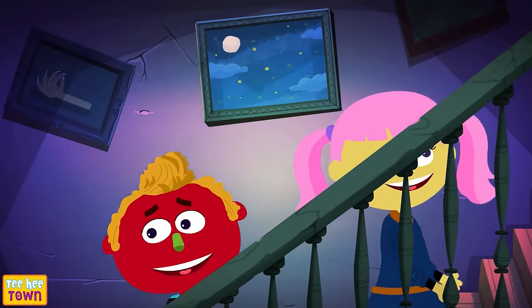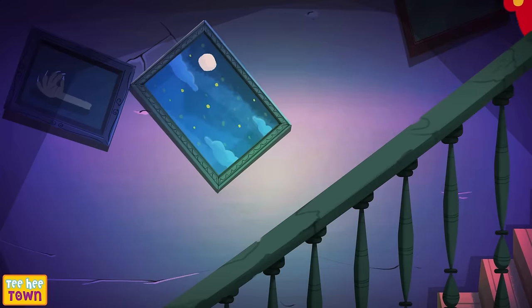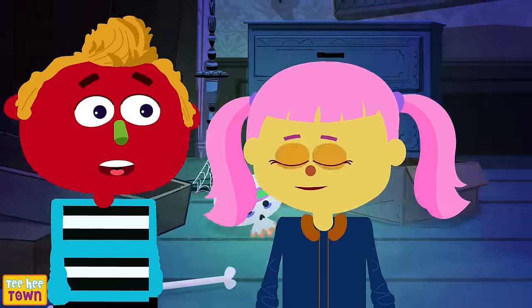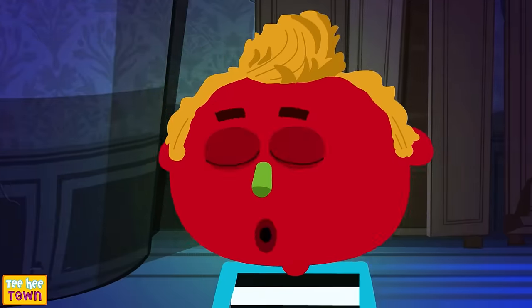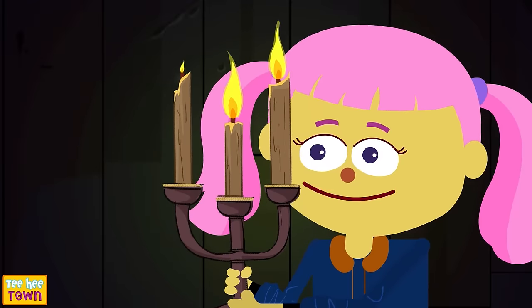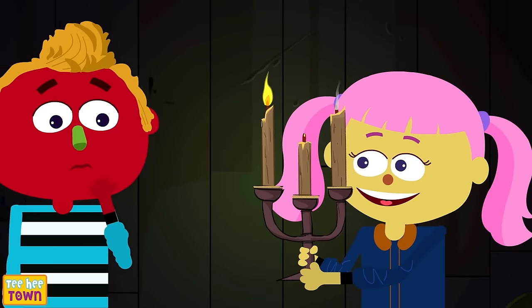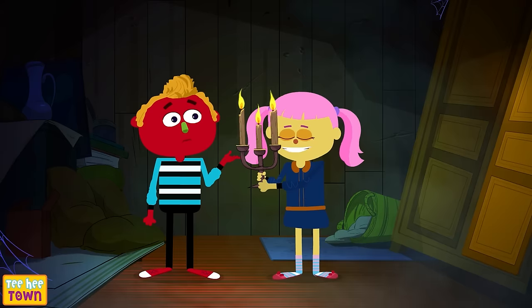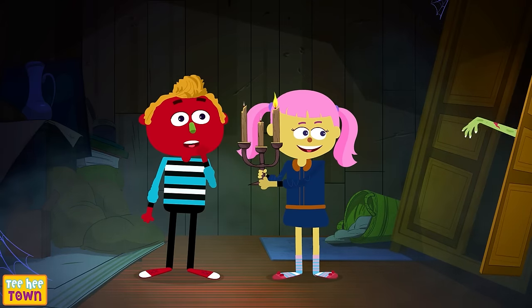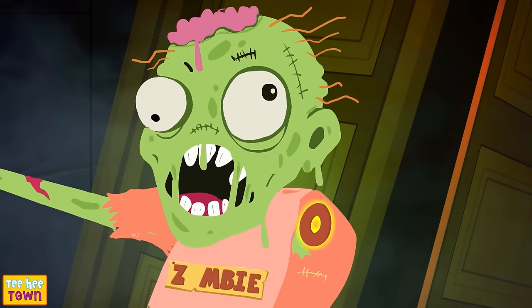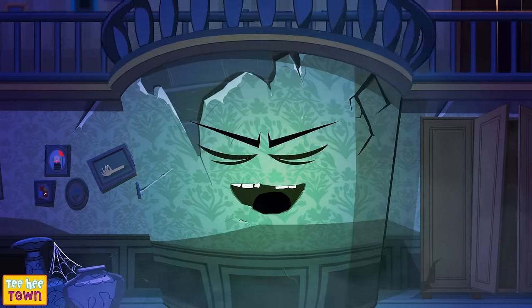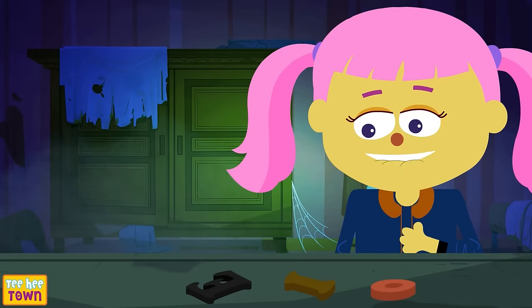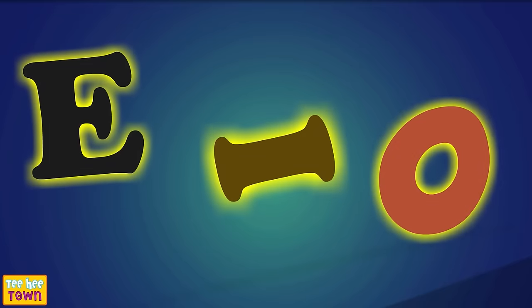Crazy zombie, funny zombie, where are you? There. No, Minnie, that's a mummy. There? I don't think so. Wow, that's a magical candle. But where's the zombie? Here, Len, in the cupboard. Here I am. How do you do? Good job. We found the letters E, I, and O.